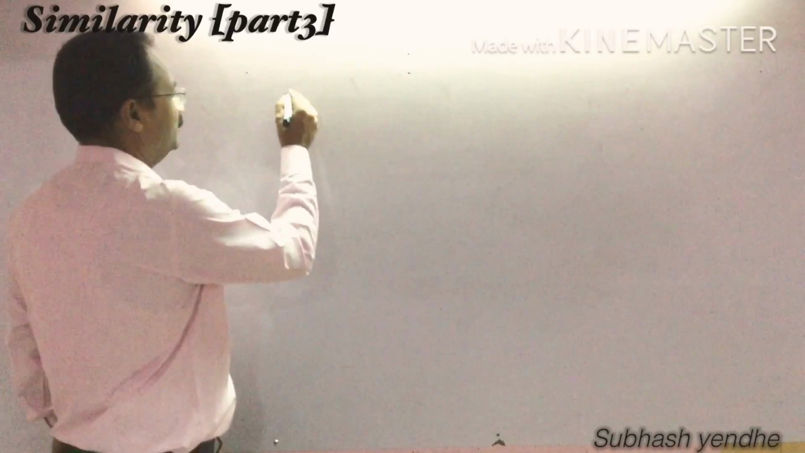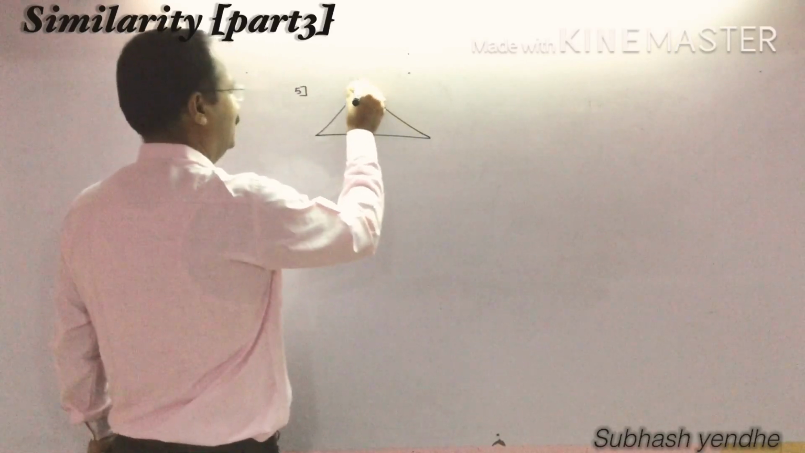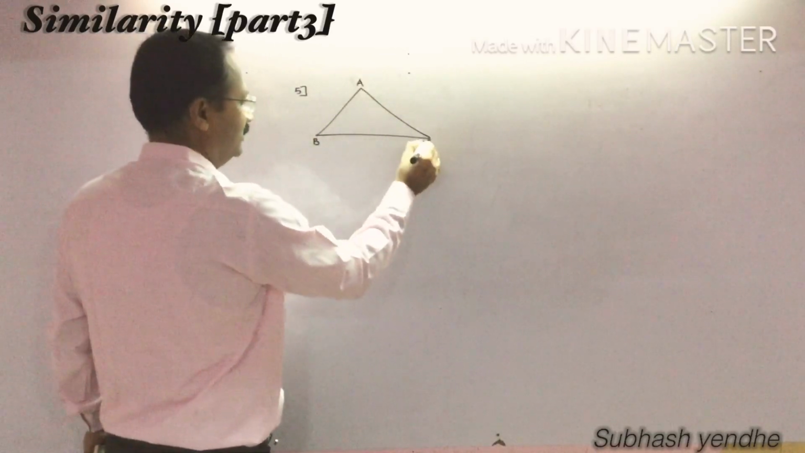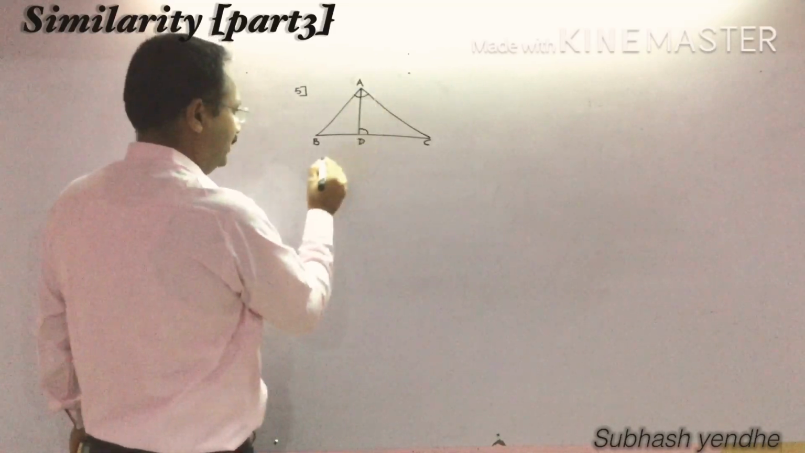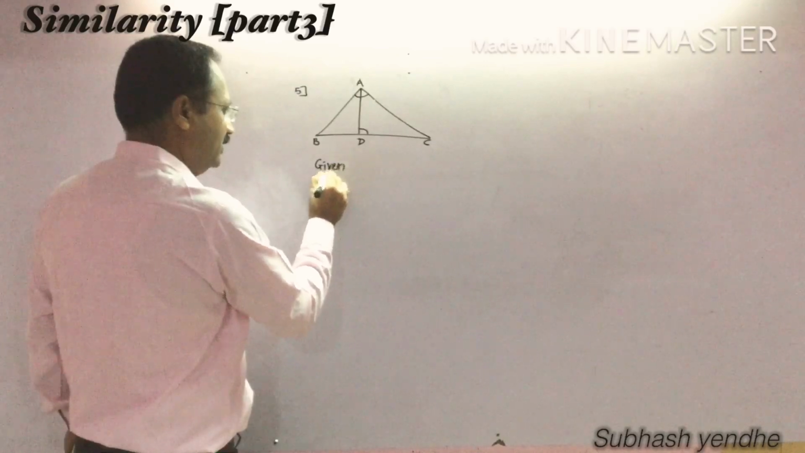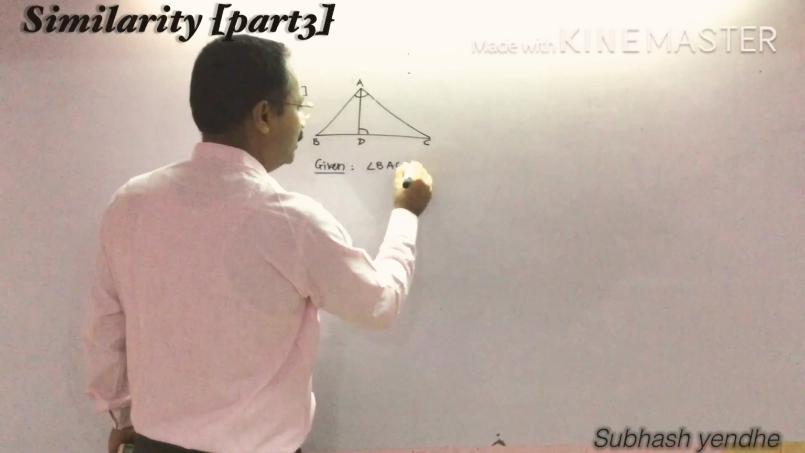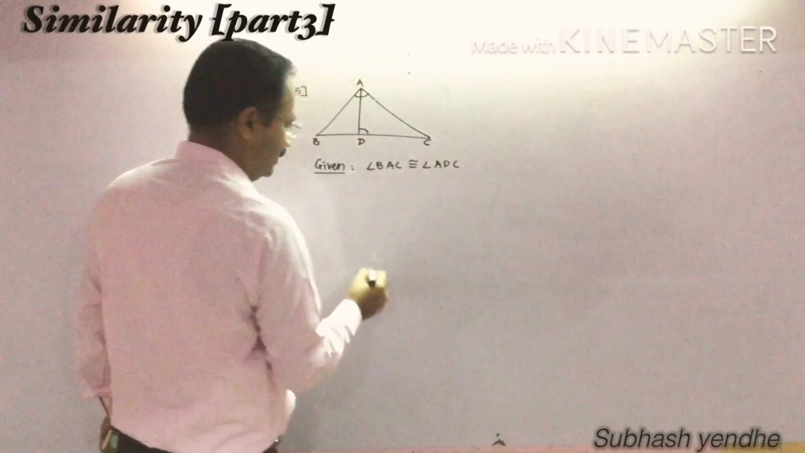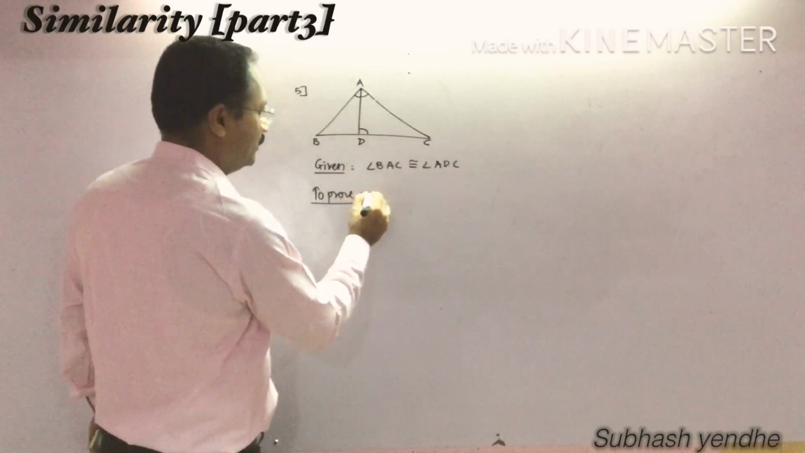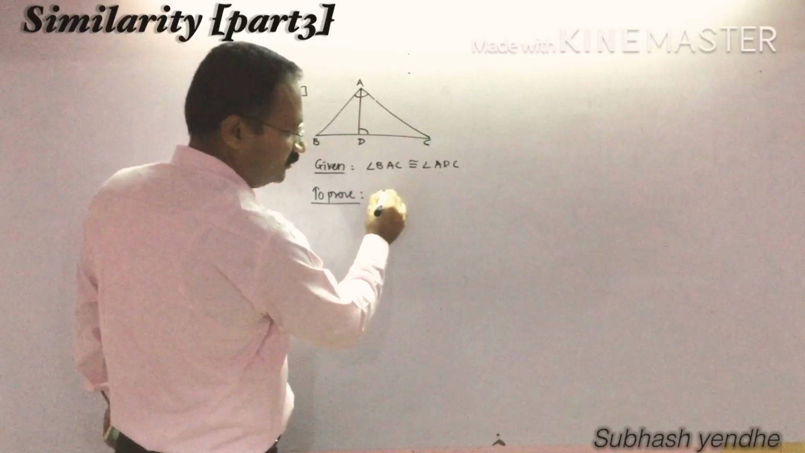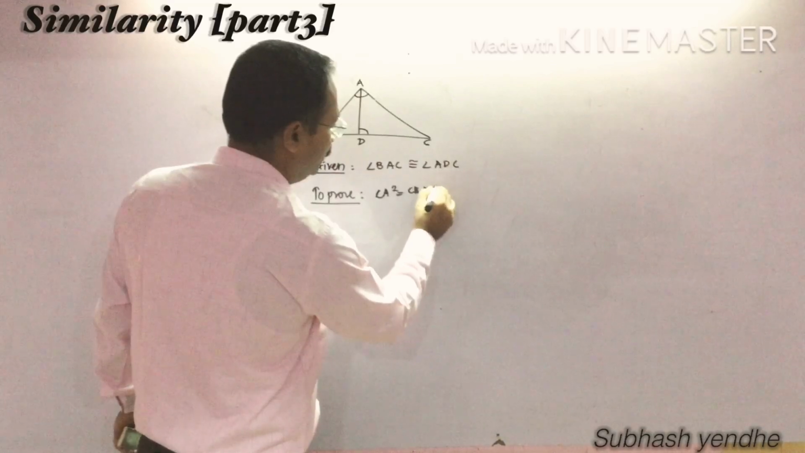Now we are going to see the sum number 5. This is triangle ABC and this is given angle D. In this figure, given is angle BAC is congruent to angle ADC, and you have to prove that CA square equal to CB into CD.